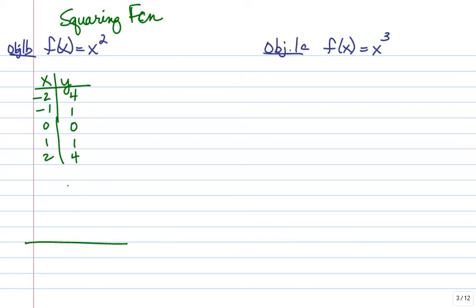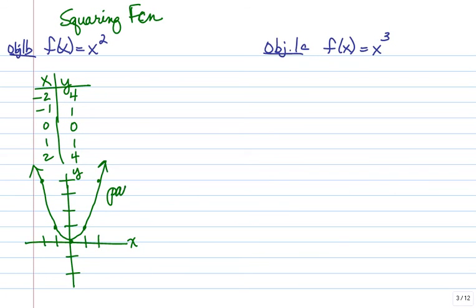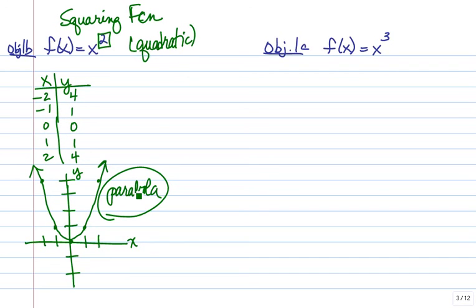And then whenever we graph this, we're going to get -2, 4, -1, 1, 0, 0, 1, 1, and 2, 4. This is our basic parabola, a quadratic equation or quadratic function. Quadratic meaning the power of 2. Always has a shape called a parabola. Now what about the domain and range of this?